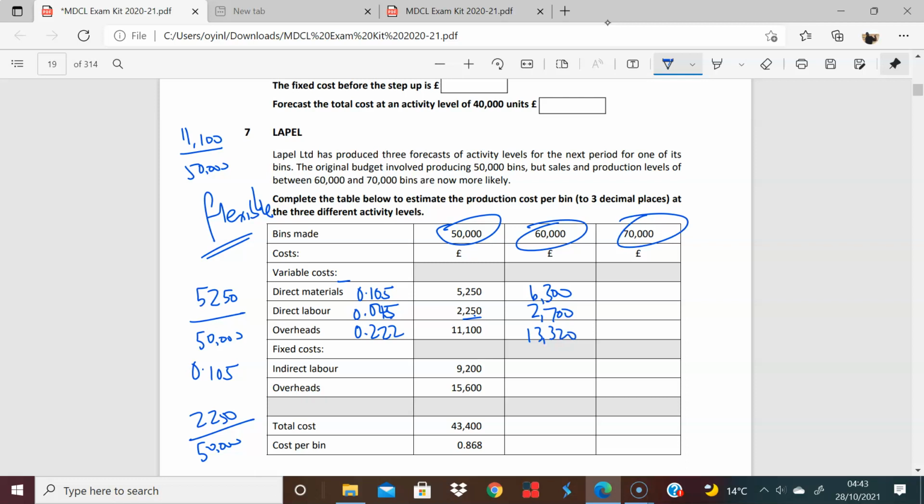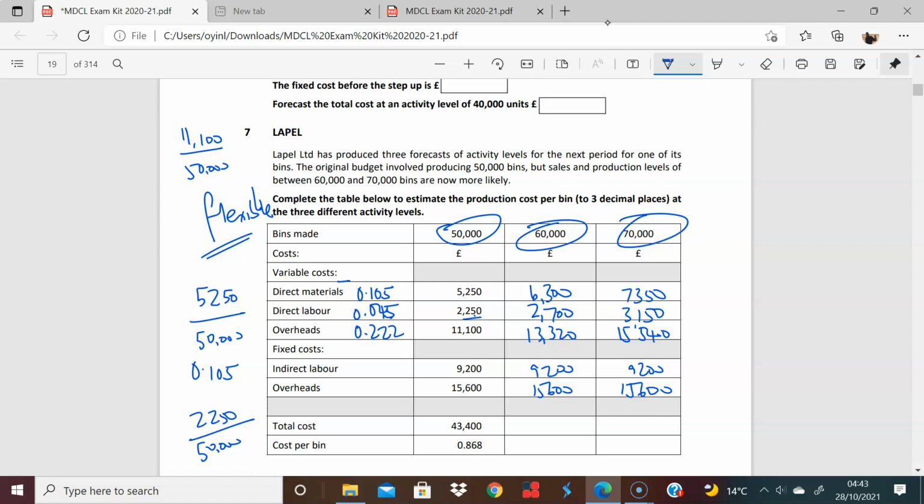Now, these won't change. These are fixed costs, so they will remain the same whatever you do. So now I can find the total by adding all of this together. And please, you can apply these numbers. Why don't we just do it right now, while we're here? 0.105 times 70,000 is 7,350. 0.045 times 70,000 is 3,150, and finally 0.222 times 70,000 is 15,540.